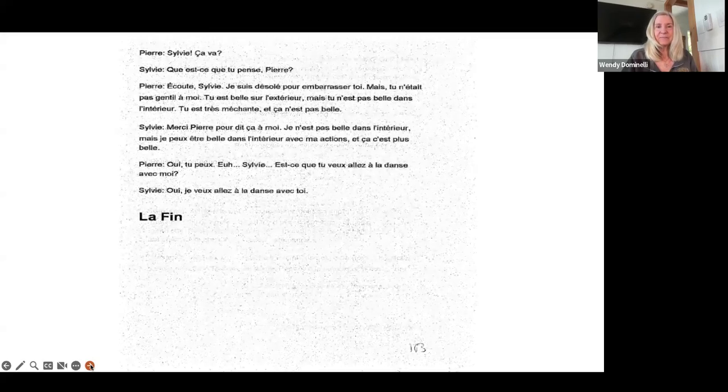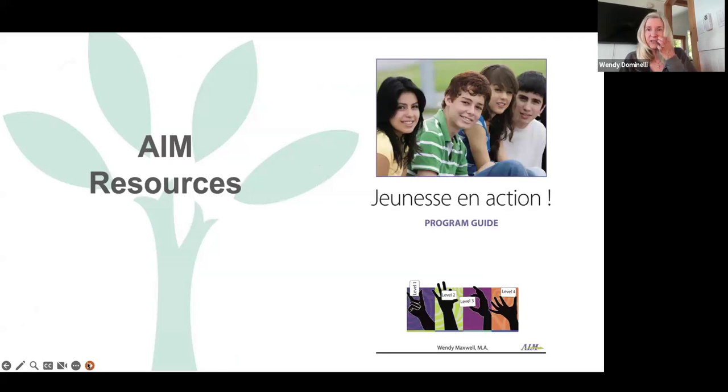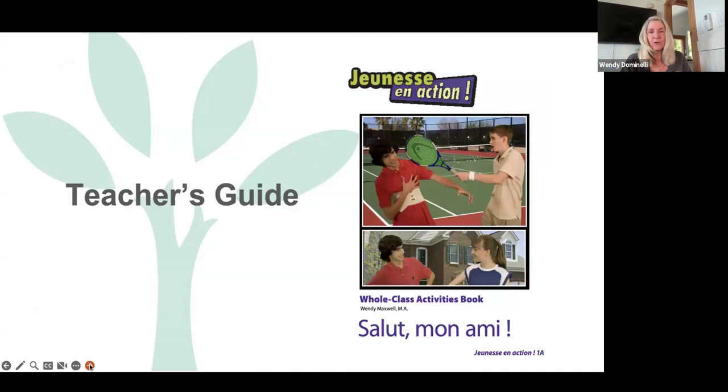Okay, so we'll move along here. In order to implement the methodology, we do offer training and resources. In the resources, in a kit, you will receive a program guide. A kit comes in a box. It's a hard copy series of resources. You get a book, which is a program guide.